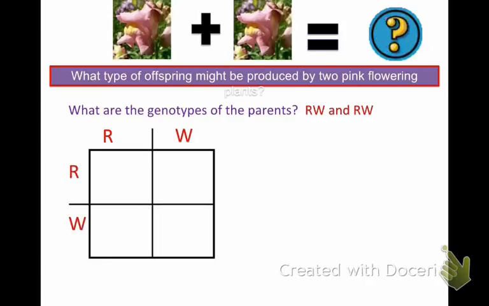Now we do the drag and drop. So what's going to go in the first box? Good job. Big R, and the next one? Big R, big W. So the first one's going to be red, right? What color is the second flower we just did? Pink. RW, so another pink one. And last but not least, WW for a white flower.